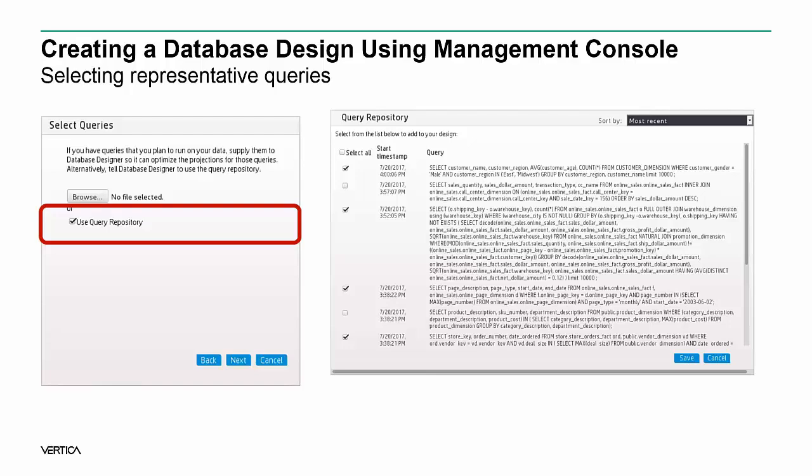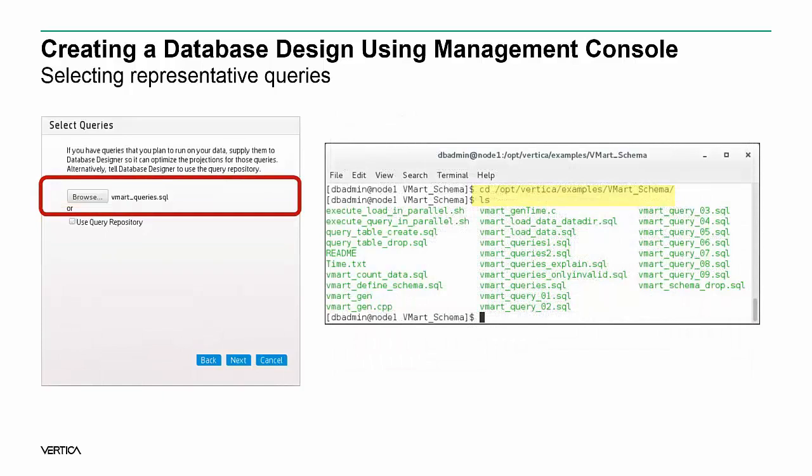If your query repository is not representative of your typical queries, you can select an input file containing those queries you want to use. Vertica ships with the files to build a sample database, vmart. In the examples directory, there are a number of sample query files you can use to build your database design. Go ahead and explore the designs you can get from each one.